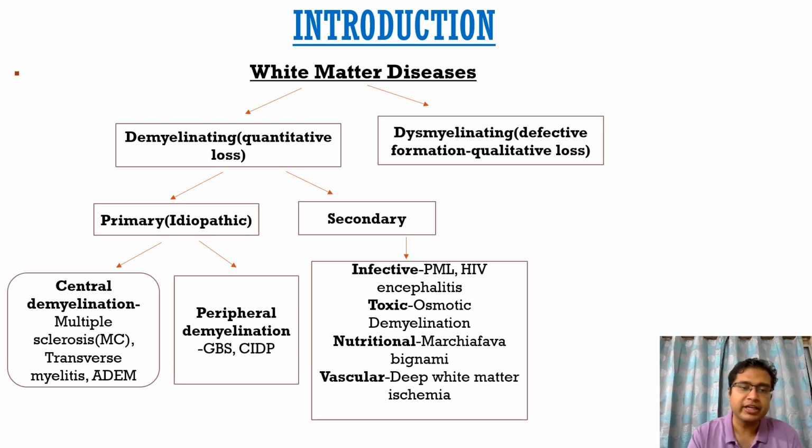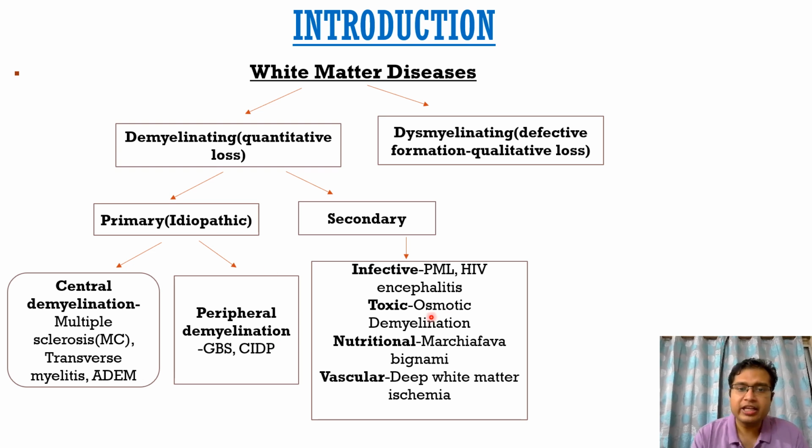Primary or idiopathic demyelinating disorders include central as well as peripheral demyelinating disorders. Central demyelinating disorders most commonly include multiple sclerosis, then acute disseminated encephalomyelitis, transverse myelitis, while peripheral demyelinating disorders include Guillain-Barré syndrome and CIDP, that is chronic inflammatory demyelinating polyneuropathy.